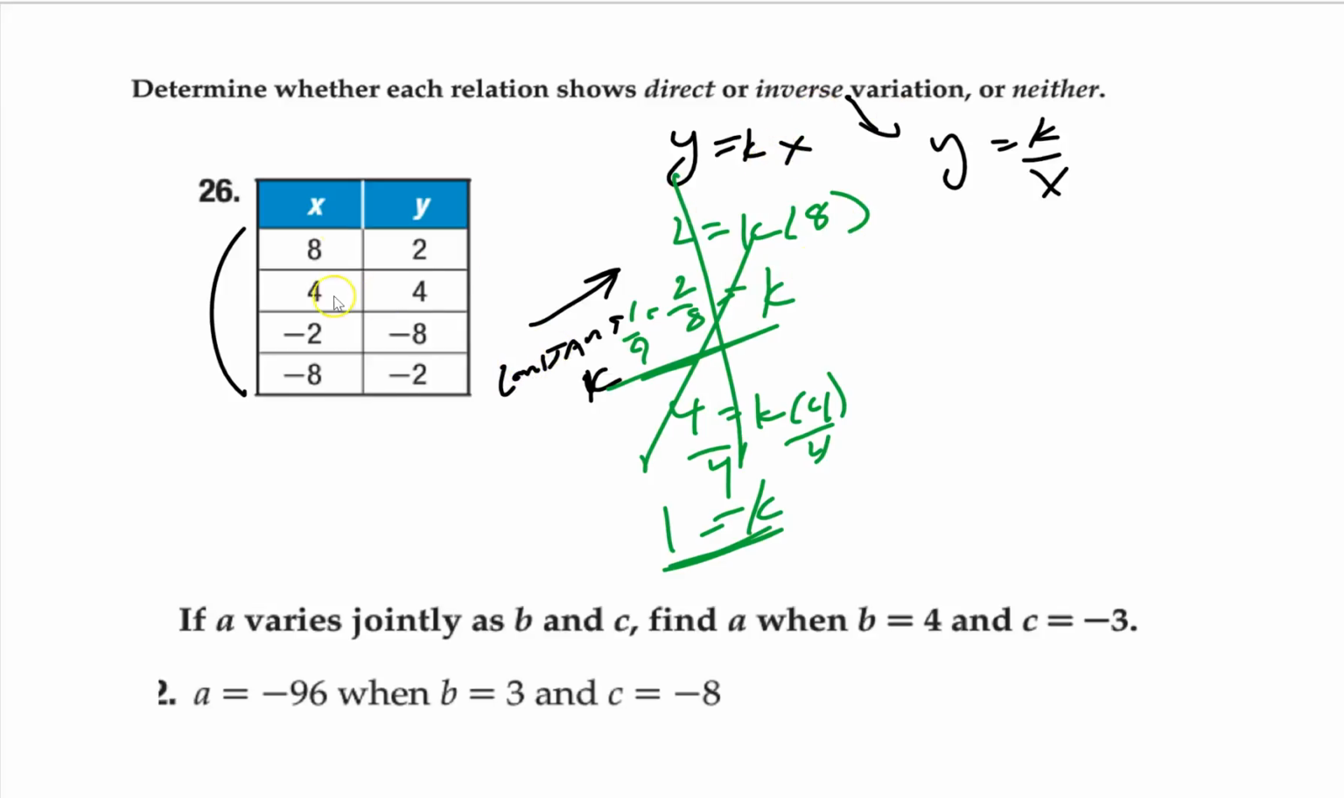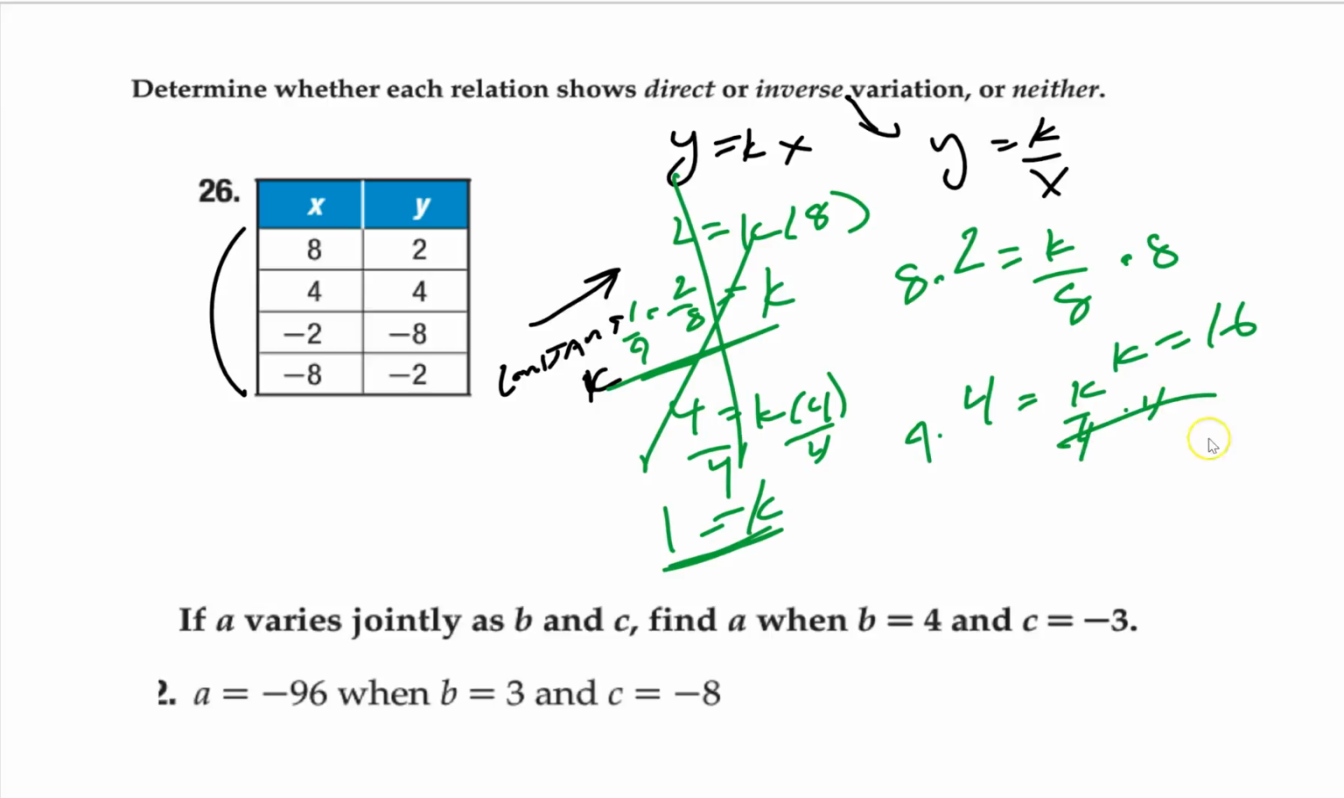So I tried direct, not direct. Let's try inverse. Right? So again, y is 2, K over 8. Multiply both sides by 8. K equals 16. Okay, let's see if we get that again. 4 equals K over 4. Multiply by 4. K equals 16.